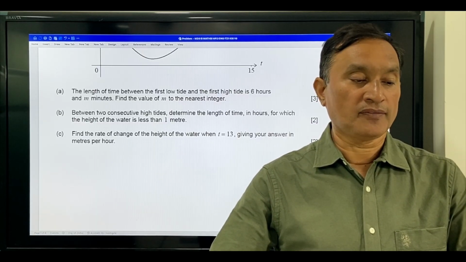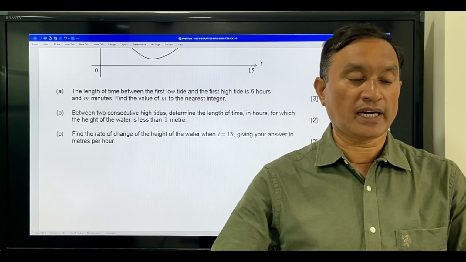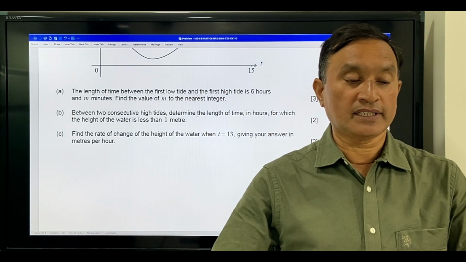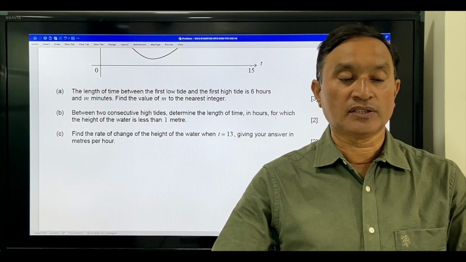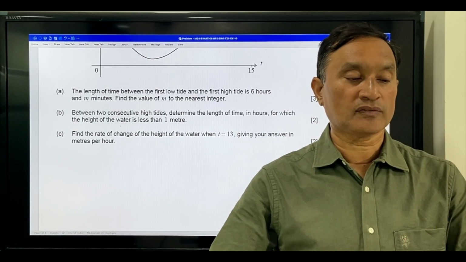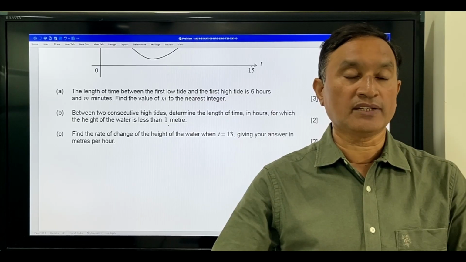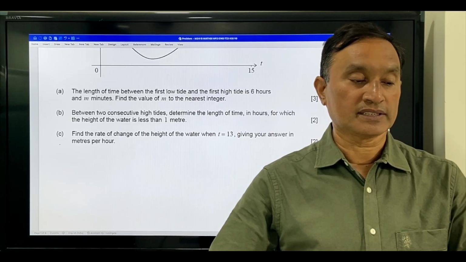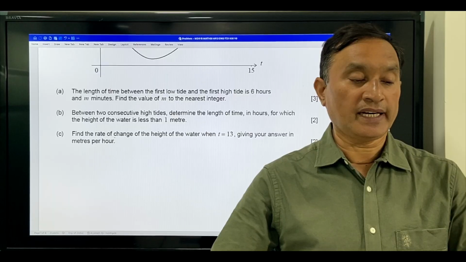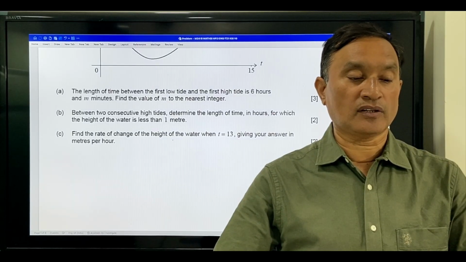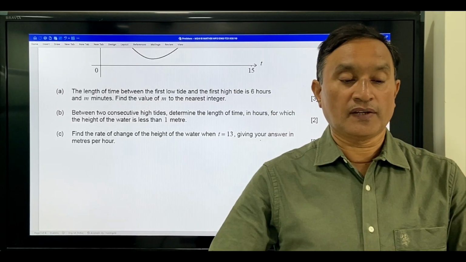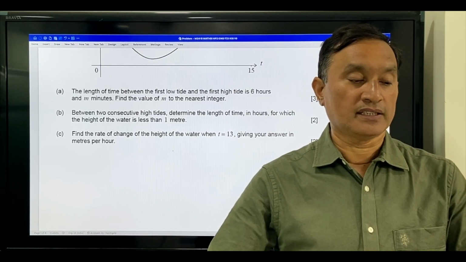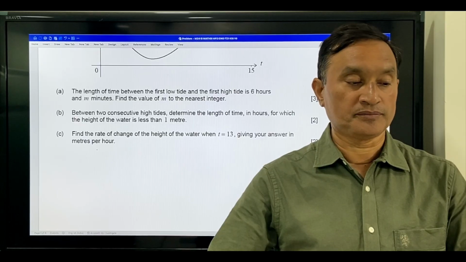B. Between two consecutive high tides, determine the length of time in hours for which the height of the water is less than 1 meter. C. Find the rate of change of the height of the water when t equals 13, giving your answer in meters per hour.